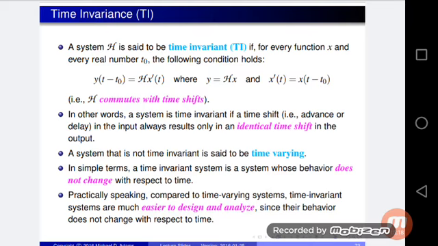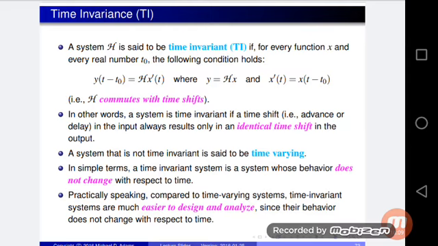A system that is not time invariant is said to be time varying. In simple terms, a time invariant system is a system whose behavior does not change with respect to time.